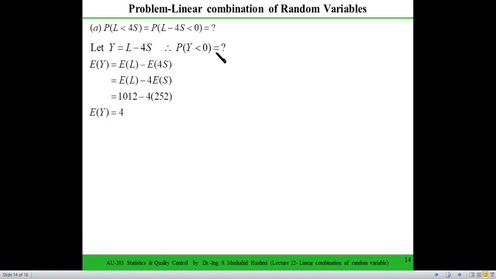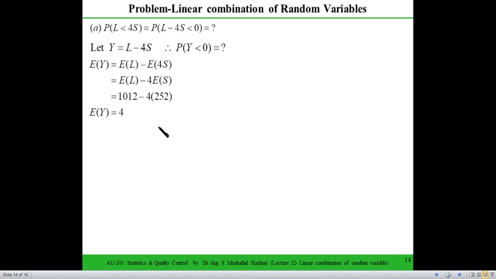In order to know, y is obviously a linear combination of normal random variables, so y would also be normally distributed with some mean and variance. So we need to work out the mean and variance of y. The mean value of y would be the expected value of L minus the expected value of 4S, and then using the property of expected value, we can calculate the expected value of y.